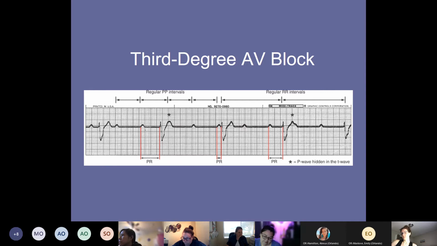So to talk about the PR, 1st degree is just long. 2nd degree type 1 gets longer, then drops. 2nd degree type 2, it stays about the same. But with this one, the PR is kind of inconsistent. It's kind of big, little, big. It's absolutely inconsistent because the SA node and the AV node are not connected. They're doing their own thing. Yeah, they're divorced. Great sum up.